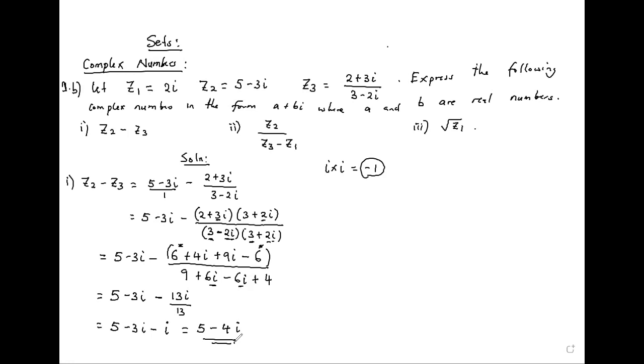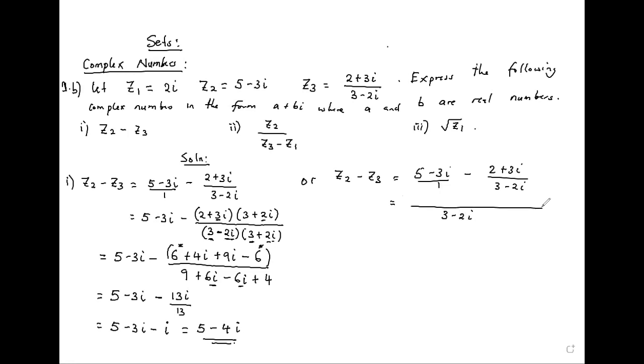A common mistake was this one. You don't go this way. You say, okay, I'm dealing with Z2 minus Z3. So I have 5 minus 3i minus 2 plus 3i over 3 minus 2i. A very common mistake was the common denominator here is 1. I mean, it's 3 minus 2i. So you put 3 minus 2i correctly.